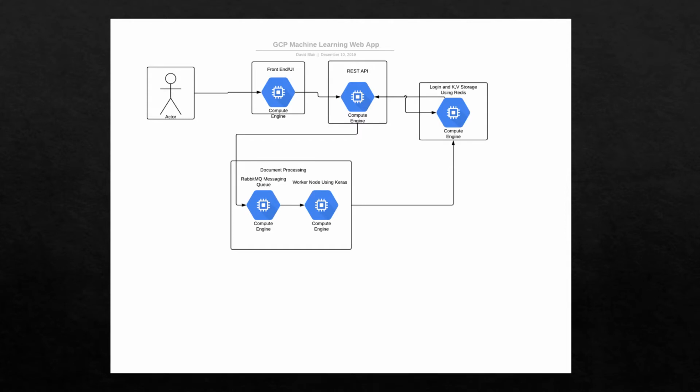This interacts with a Flask-based REST API. The REST API does all of the storing and queuing of documents to be processed. There's a document processing center, which consists of a RabbitMQ messaging queue along with worker nodes that subscribe to that queue and listen for any updates to it. And then there's the database, which is stored on a Redis database using key value stores.